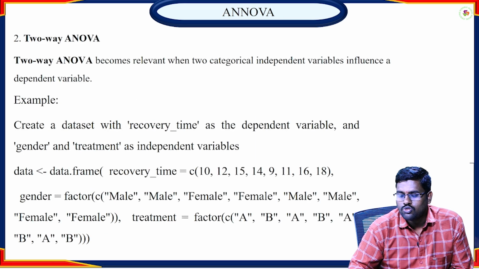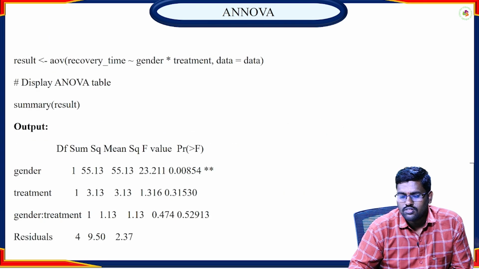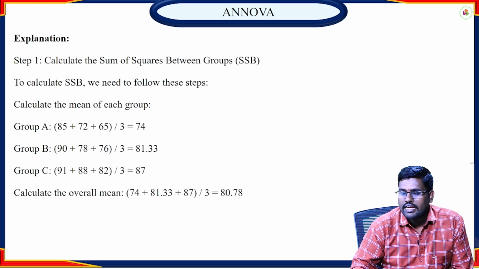So two-way ANOVA. Two-way means we need to combine the dependent variable as well as independent variables. For this example, recovery time, gender and the treatment are given here. This also displays some values. Now here, how do we calculate those values?